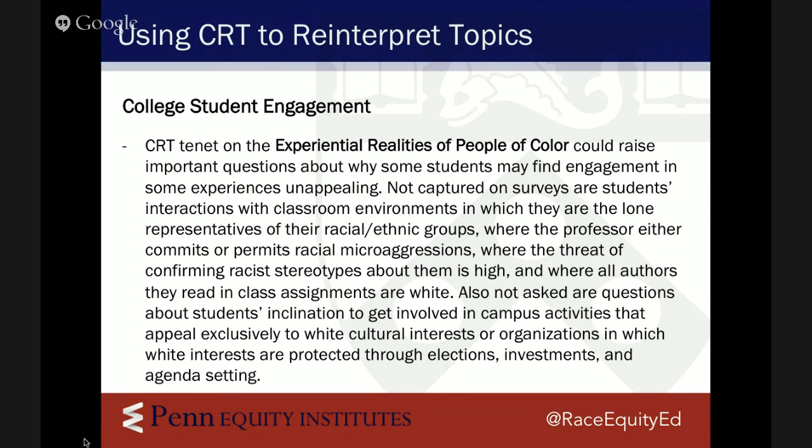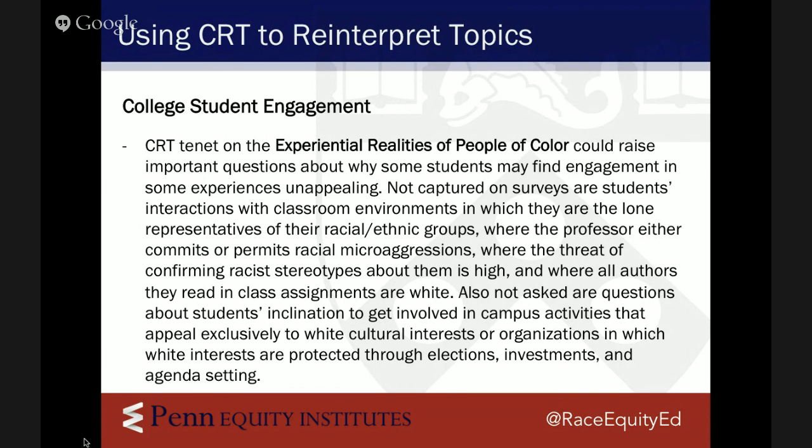But we don't tend to ask those kinds of questions when we're talking about student engagement. The question is almost always about why are Blacks and why are Latinos and why are lower income Asian American and Native American students so disengaged, by only looking at, again, their quantified patterns of engagement without considering these other structural forces.